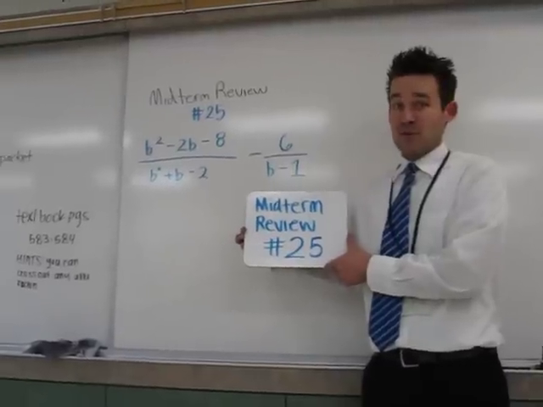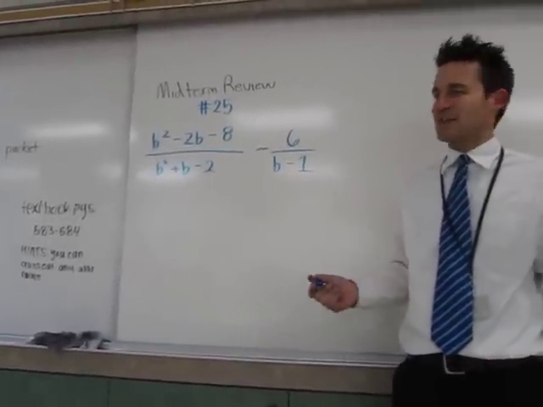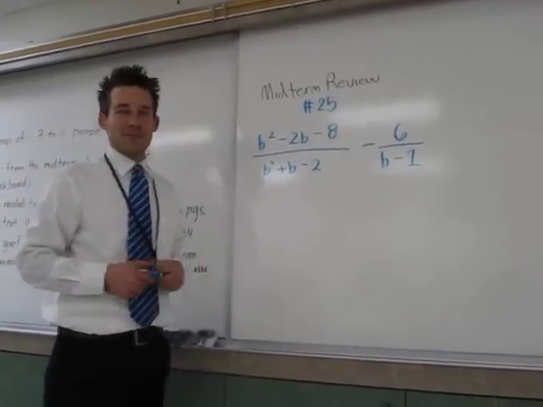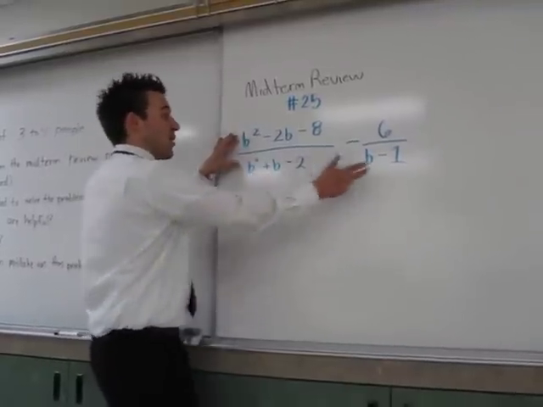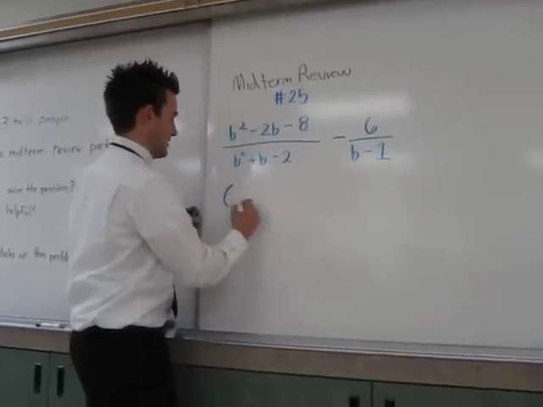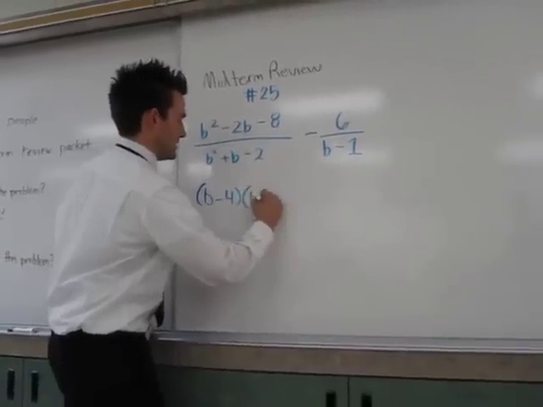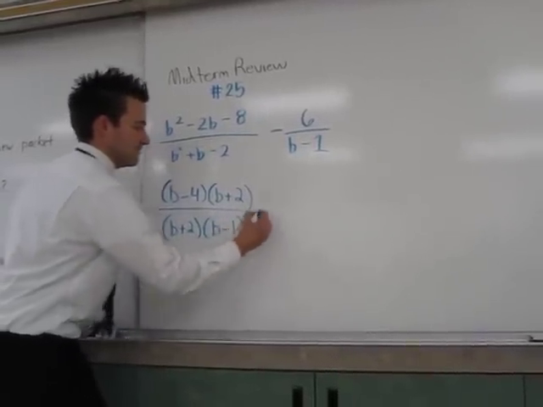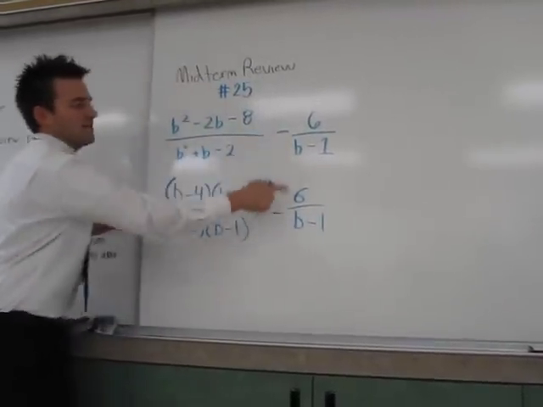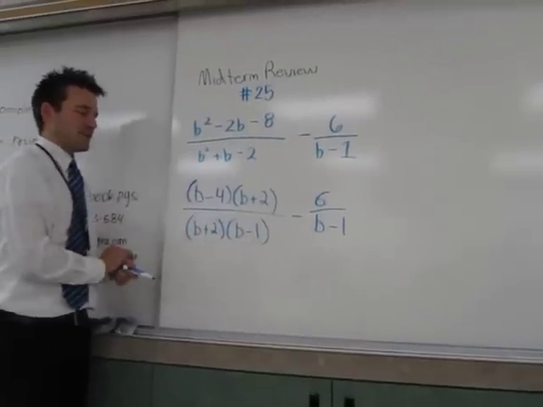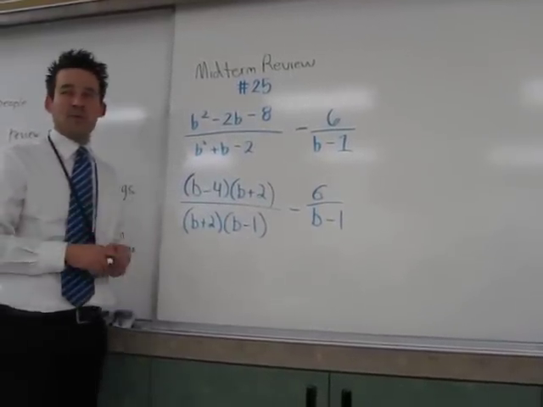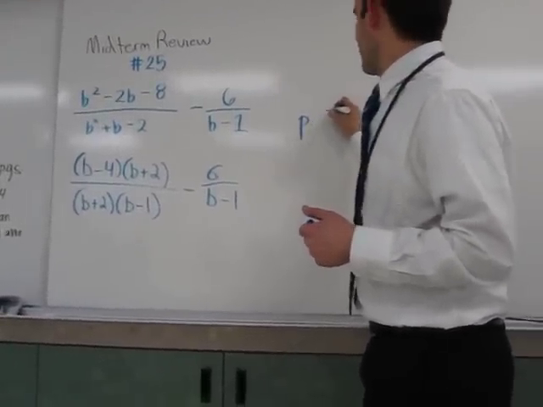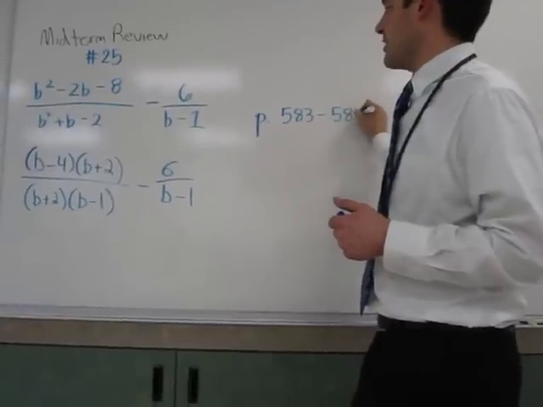Good luck. Number 25 of the midterm review packet has us subtract these two fractions. In order to subtract fractions, they have to have a common denominator. And to see what the best common denominator or the least common denominator is, we should probably factor this to see if they already share a common factor. Factoring the numerator, we end up with b minus 4 times b plus 2. And the denominator is going to be b plus 2 times b minus 1. And we'll leave that fraction as the same. Now, take a look at this first fraction. Can you eliminate anything? And if you can, does that solve our problem of finding a common denominator? If you need more help with this problem, check out pages 583 through 584. Good luck.